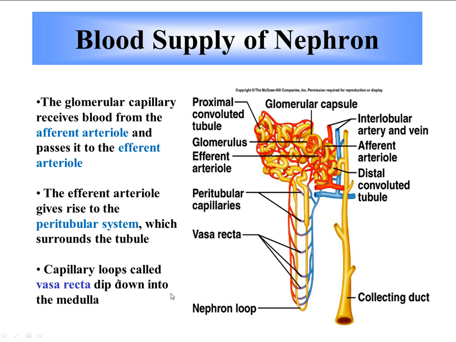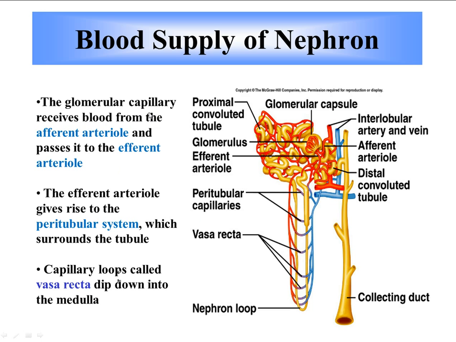vasa recta, which dips down into the medulla. So this area where you have the peritubular capillaries is called the vasa recta. It's all these capillaries that surround this nephron loop here. You know that the purpose of those capillaries is for exchange of materials between that nephron loop and the bloodstream. Okay, let's go over this one more time.